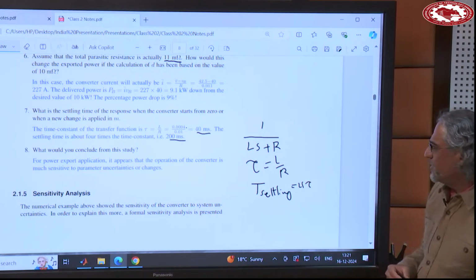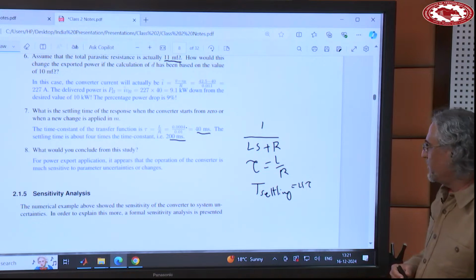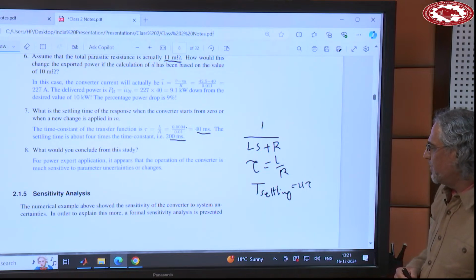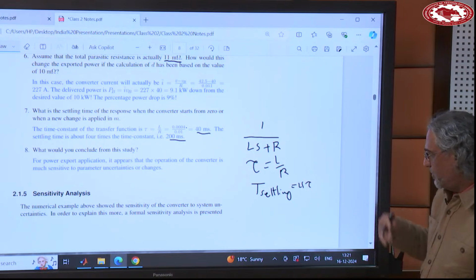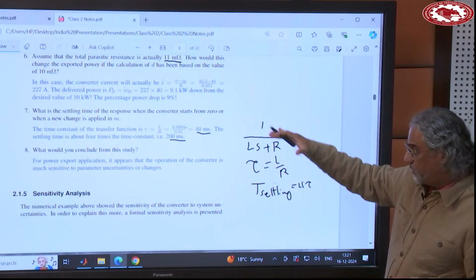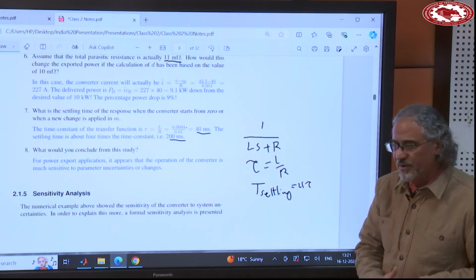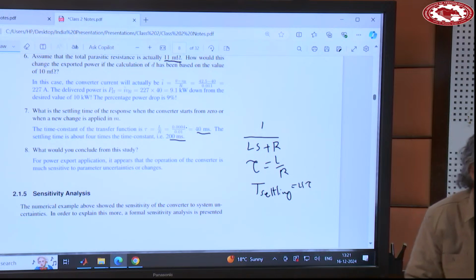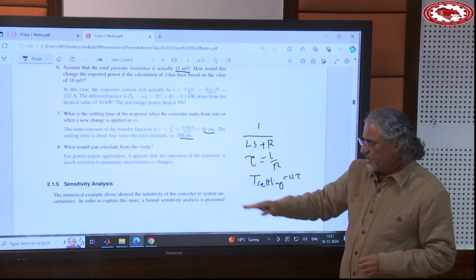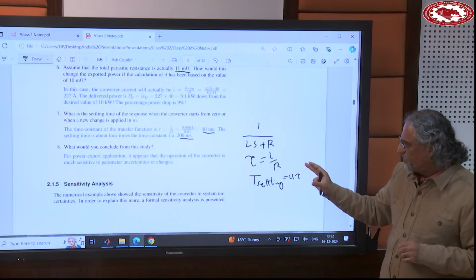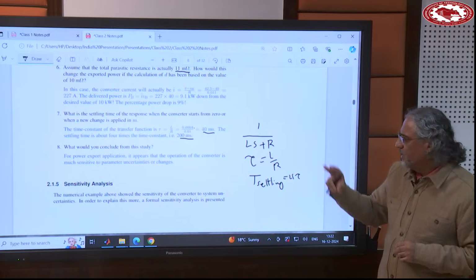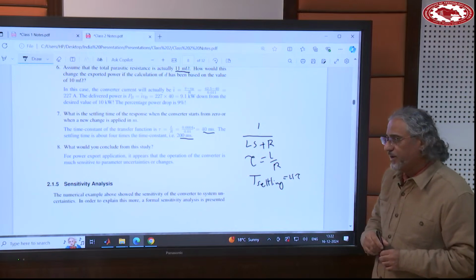What would you conclude from this study? That for power export application, it appears that the operation of the converter is very sensitive to parameter uncertainties or changes. This is what I mentioned here, but to repeat, because it's very important, we saw this major problem with this converter. If we cannot solve this problem, we cannot really use this converter in practice. But I'm going to give you a sensitivity analysis in this section. We do some mathematics to see what this problem is in terms of mathematics, and then how to solve this problem.